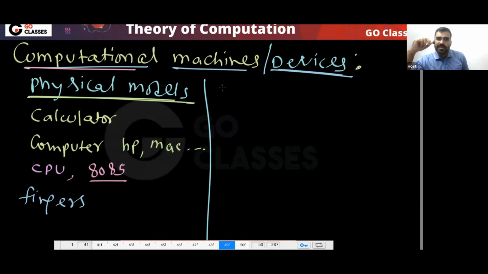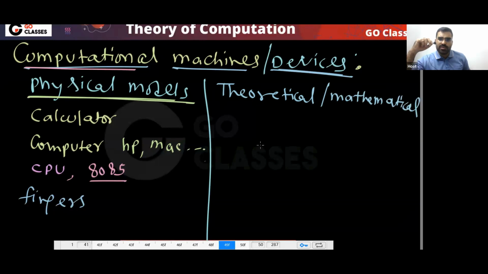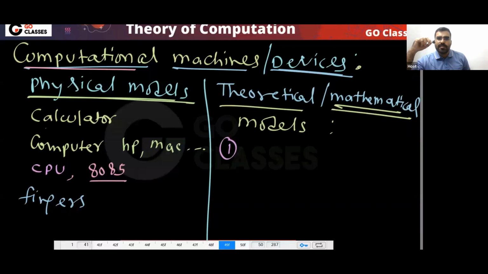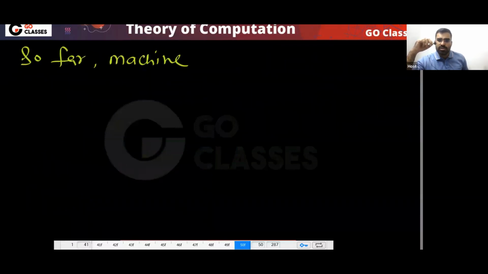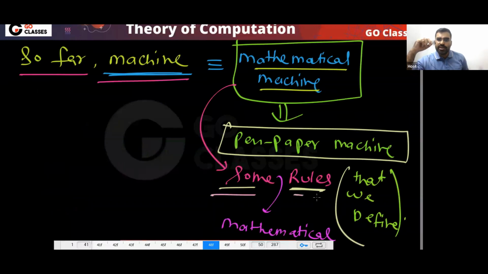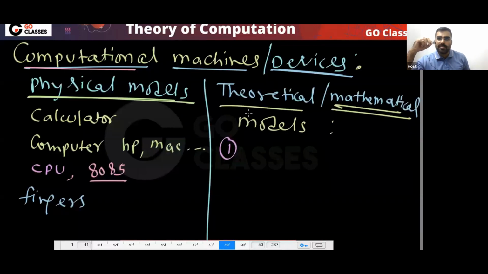Basically, we should study some theoretical models, or I can call them mathematical models. We should create some mathematical models, and these mathematical models we should study. And what are the models that we will study? You can create your own model. But remember, what is a mathematical model? This is just a set of rules, nothing else. You can create your own rules and you can create your own mathematical device.